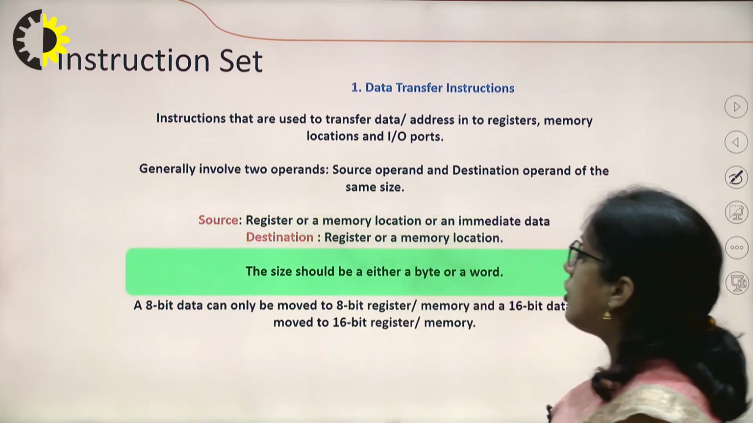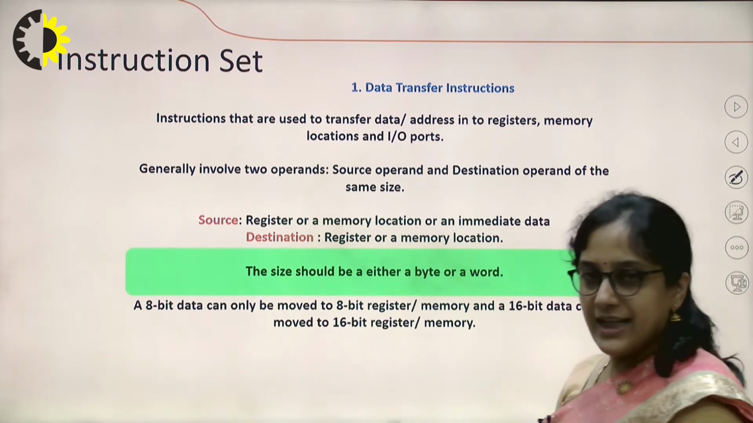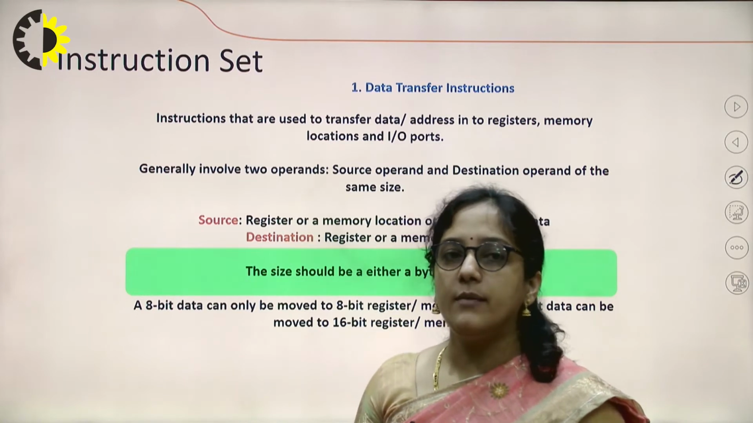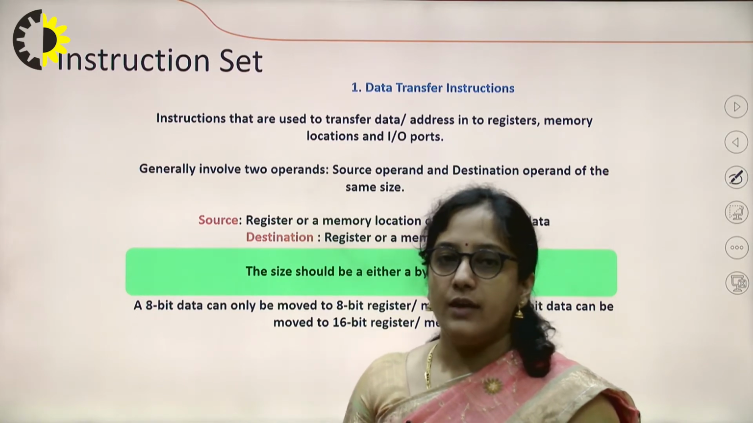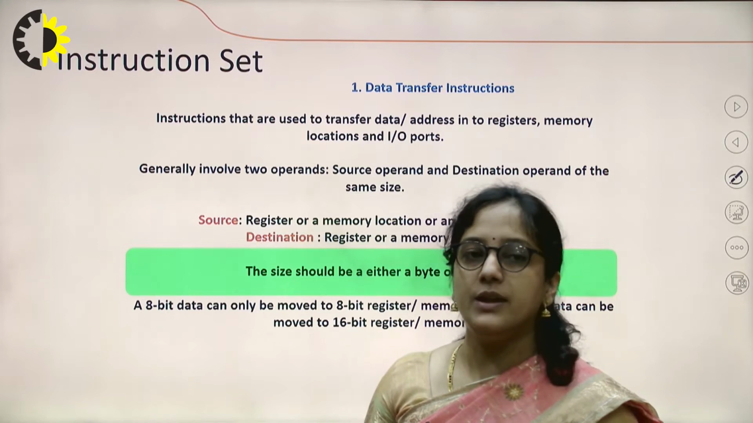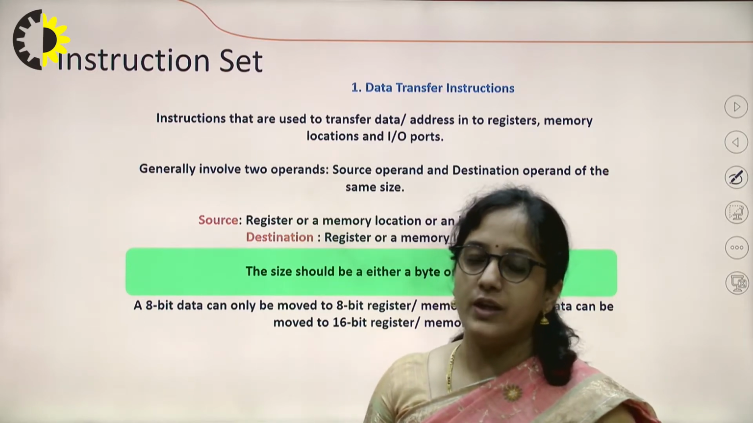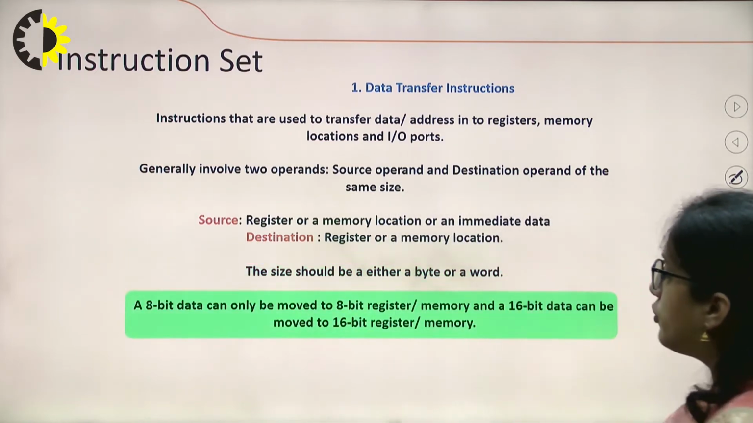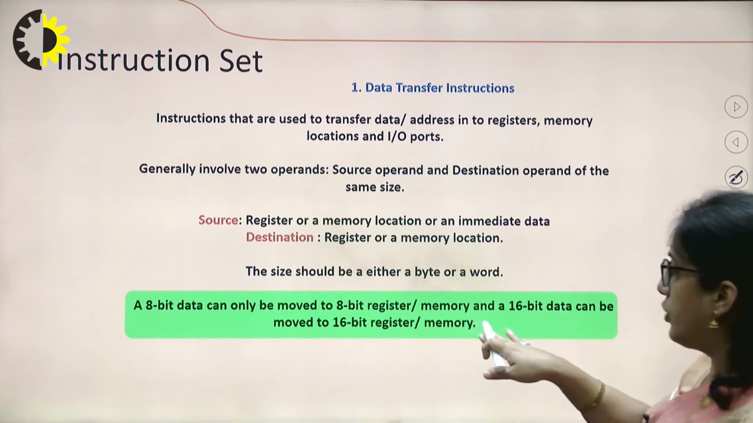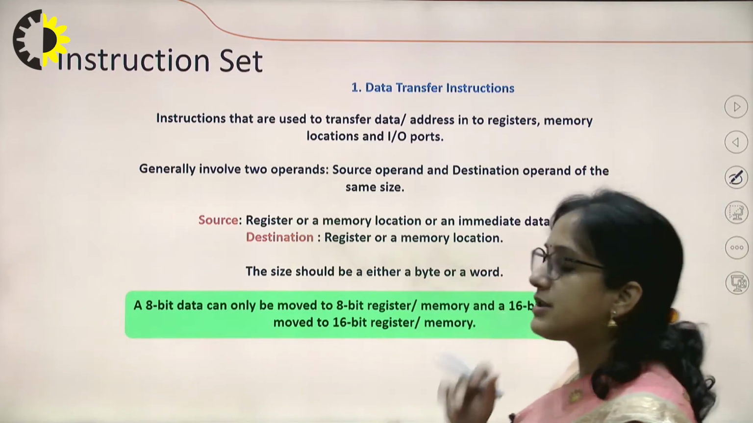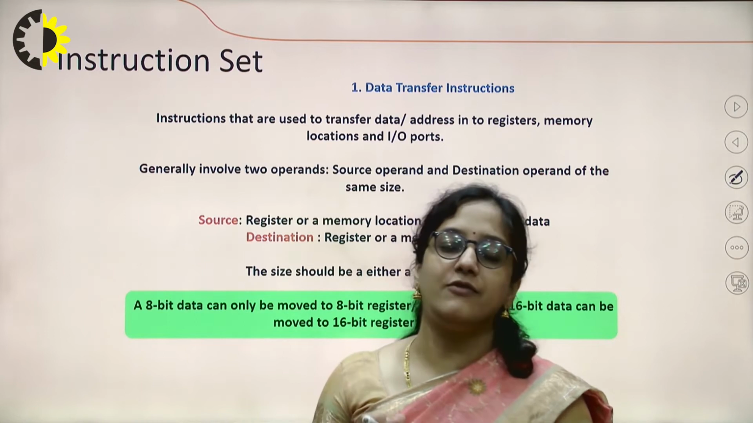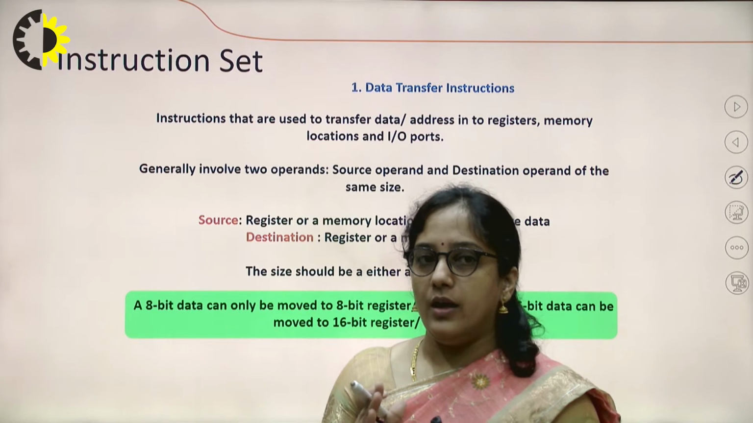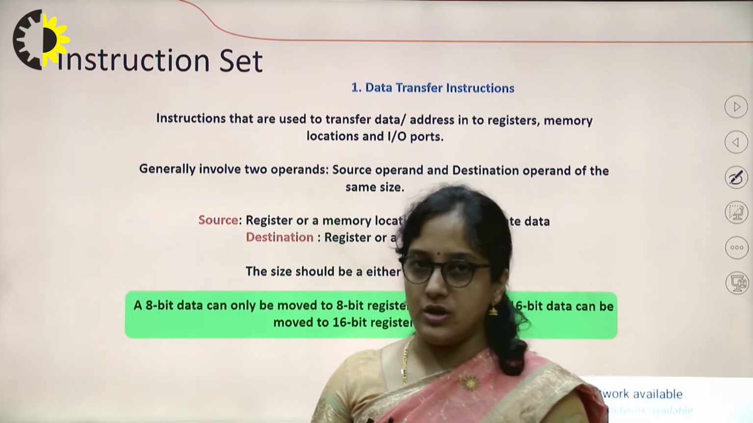The data may be either a byte, that is 8-bit, or a word, that is 16-bit. So we have to match the size: if the source is 8-bit, then we need a location where we can store 8-bit data. 8-bit data can be moved to an 8-bit register or memory only, and 16-bit data can be moved to a 16-bit register or memory. So while writing an instruction, we have to keep in mind that we must match the size of the source and destination.